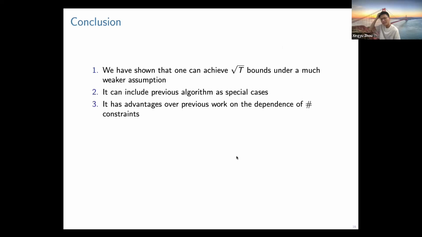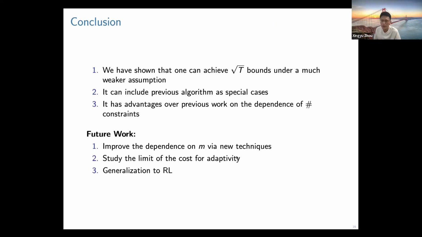Okay, so I think I will make the conclusion at this moment. Basically, we have shown that we can achieve the root T bounds under a much weaker assumption, and it includes the previous arguments as a special case, and it has an advantage over previous work on the dependence on the number of constraints. And future work: can we improve on the dependence on the number of constraints? Can we study the limit of the cost of adaptivity?